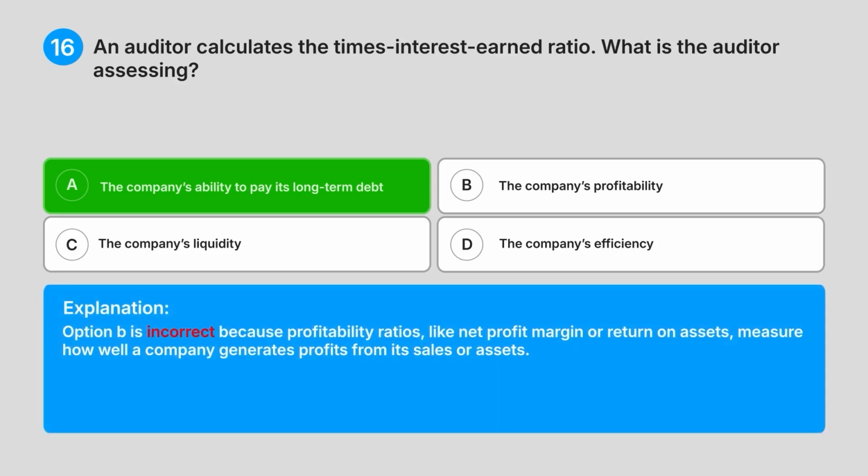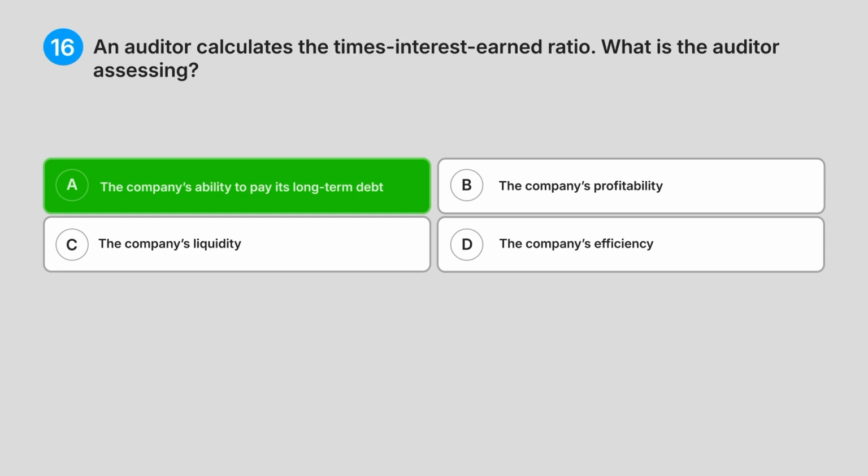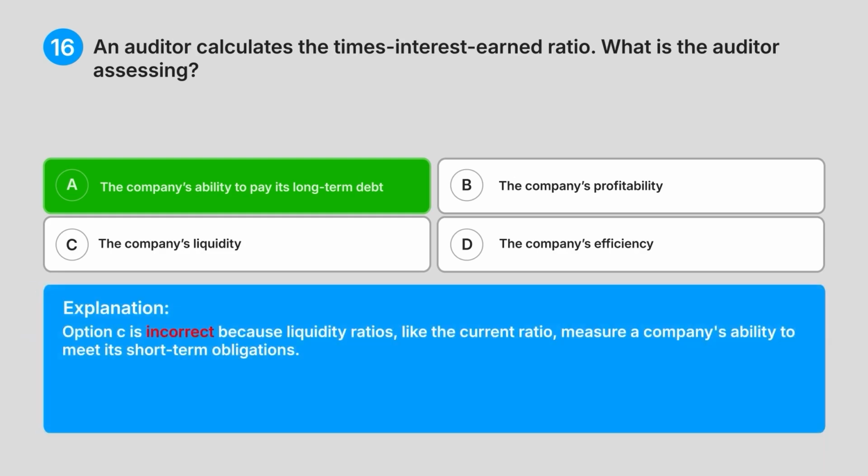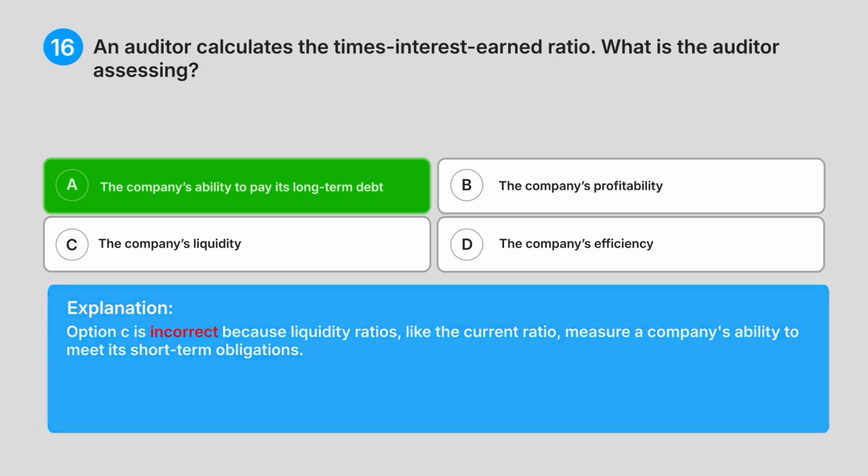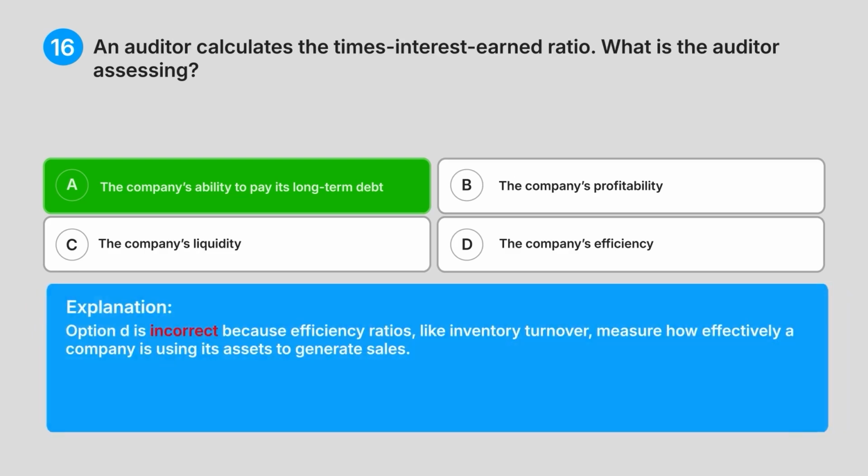Option B is incorrect because profitability ratios, like net profit margin or return on assets, measure how well a company generates profits from its sales or assets. Option C is incorrect because liquidity ratios, like the current ratio, measure a company's ability to meet its short-term obligations. Option D is incorrect because efficiency ratios, like inventory turnover, measure how effectively a company is using its assets to generate sales.